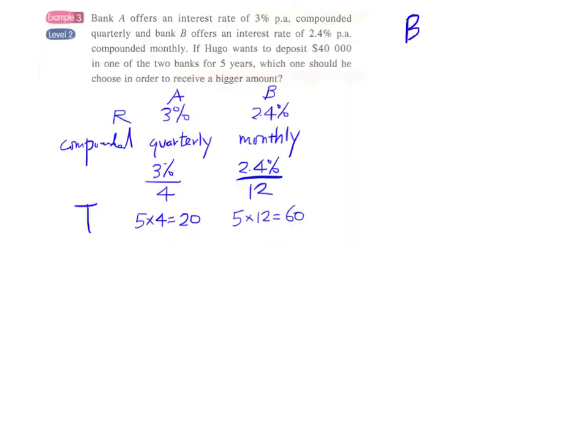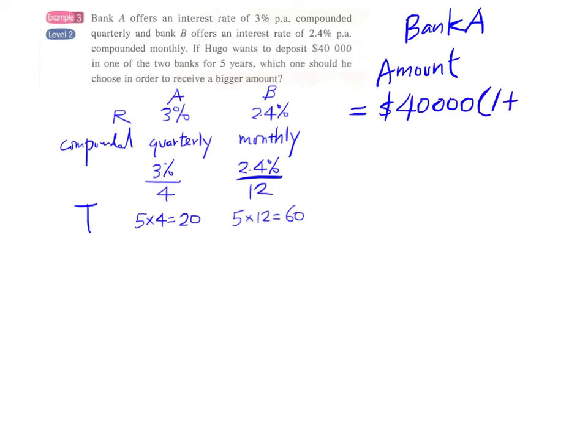For Bank A, we have to calculate the amount by using the compound interest formula. We have P, $40,000, multiplied by 1 plus the adjusted interest rate, 3% over 4, and then we take this to the power 20. And by using our calculator, we get the answer $46,447.